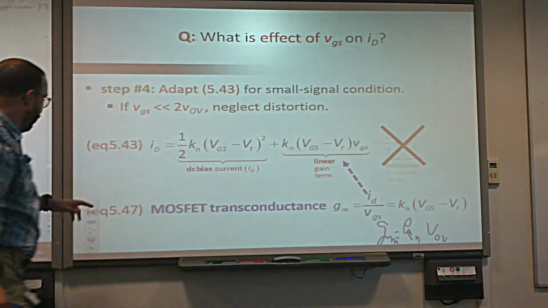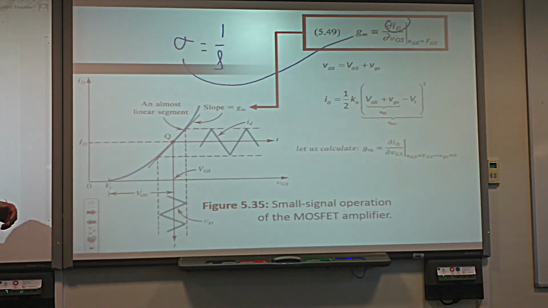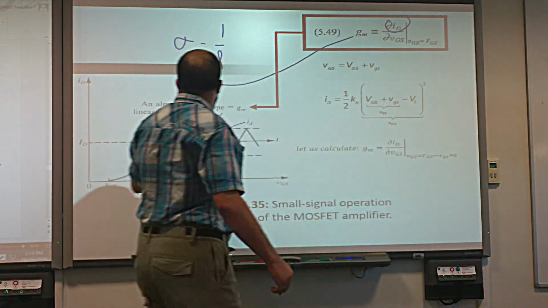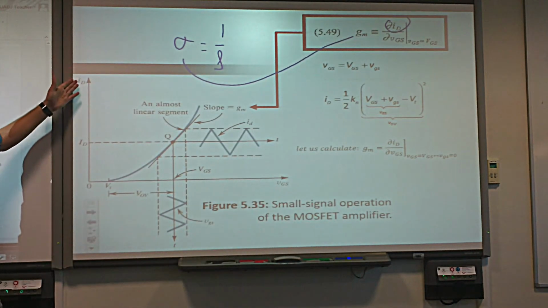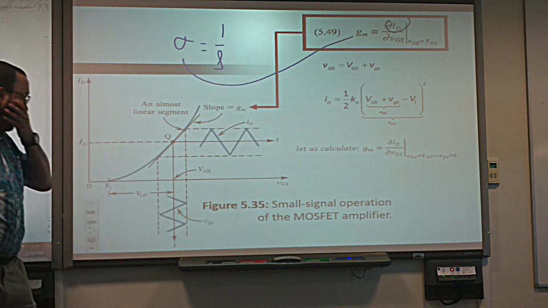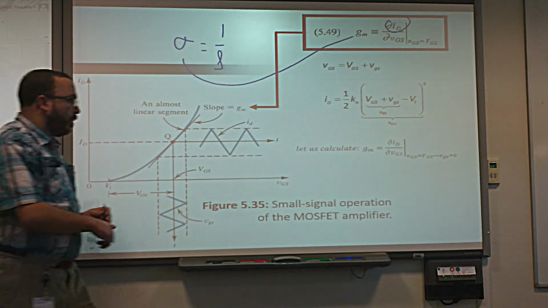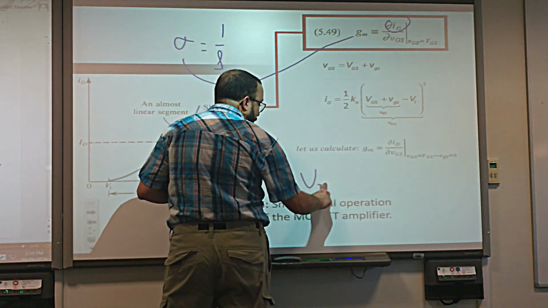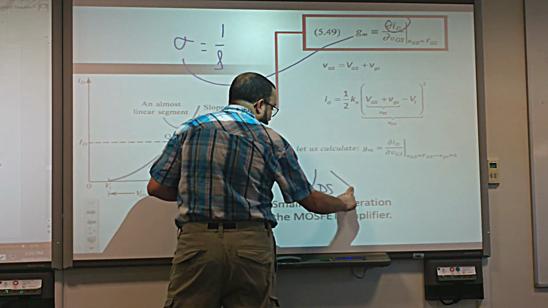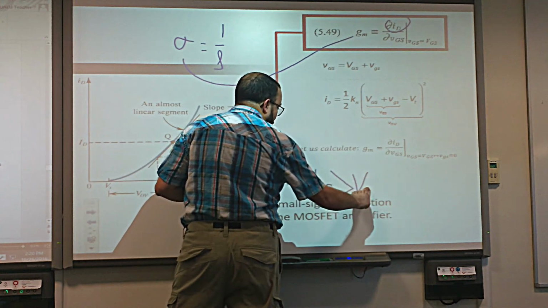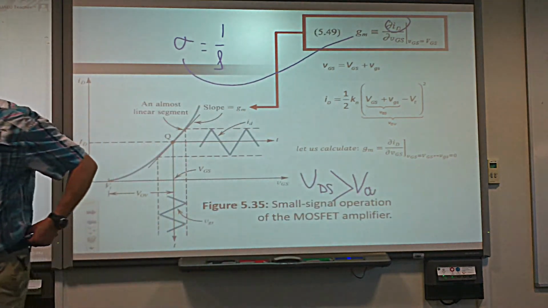So this is GM. And we said also that graphically speaking, we can also get GM by deriving ID with respect to VGS, and this is the curve that relates ID with respect to VGS. Of course, the condition for this is that VGS has to be above VT, and that's why it starts here. And also, the other condition is that VDS has to be in saturation, has to be greater than V overdrive.